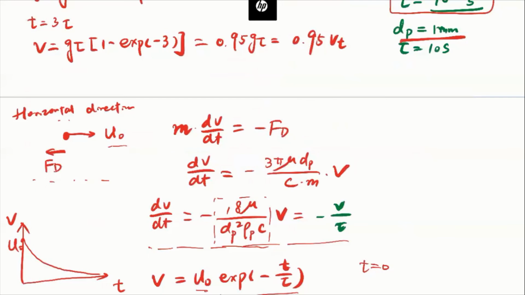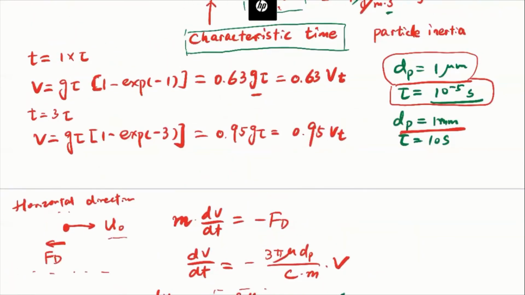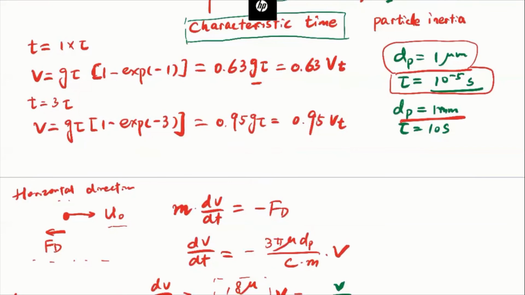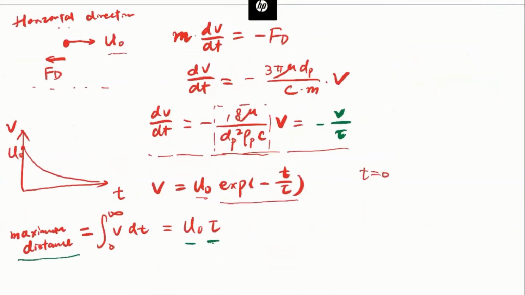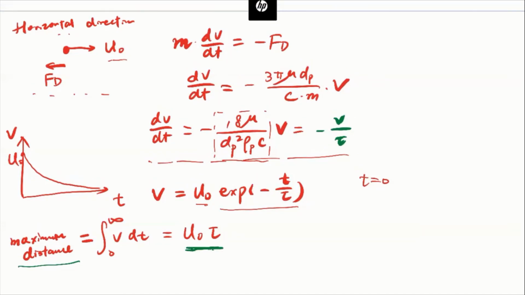So let's say if we look at this problem again, particles with a size of 1 micrometer and with a size of 1 millimeter, then because their characteristic time differs by 6 orders of magnitude, their maximum distance in the horizontal direction is also going to differ by 6 orders of magnitude, right? So what this means is that if we inject particles at the same speed into stagnant air, then smaller particles' distance that can be traveled will be very short compared to a larger particle that's injected at the same speed.